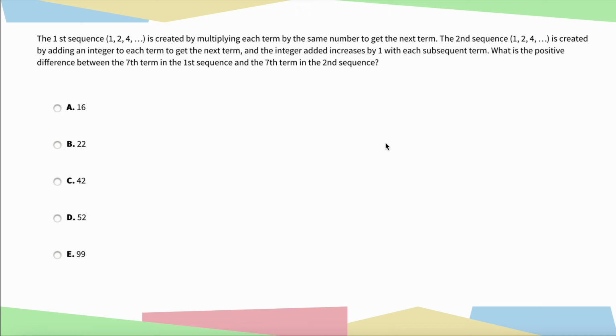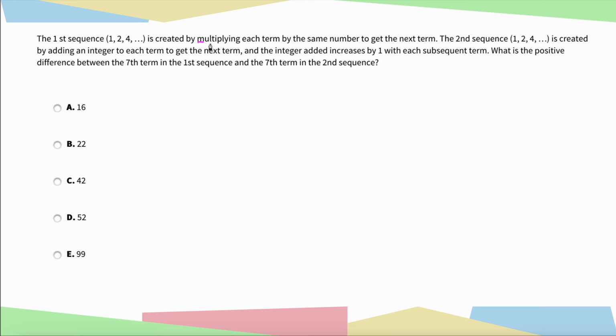The first sequence, 1, 2, 4, is created by multiplying each term by the same number to get the next term. The second sequence, 1, 2, 4, is created by adding an integer to each term to get the next term. And the integer added increases by 1 with each subsequent term. What is the positive difference between the seventh term in the first sequence and the seventh term in the second sequence? Okay, so kind of some main things to note.